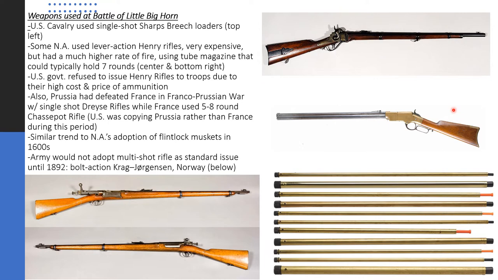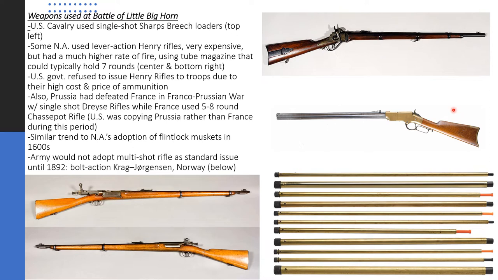Also, the United States was hesitant to adopt weapons like the Henry rifle because of the high cost of re-equipping their troops, having to turn over or equip them with more ammunition because of the higher rate of fire of these weapons.